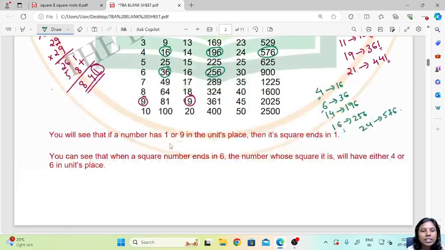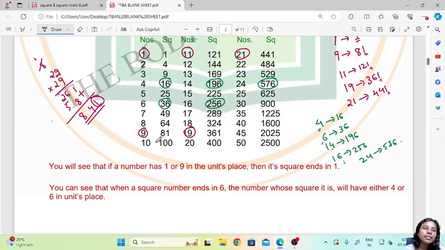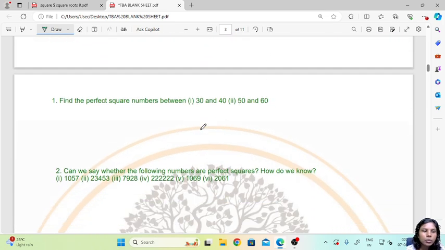So what are the two things we learned in this correlation? When we have a number with 1 or 9 in the units place, then the square will always end with 1. And when we have a square number that ends with 6, then its number will have either 4 or 6 in the units place. Now let's try to solve some examples. First, find the perfect square numbers between 30 and 40, and second, between 50 and 60.